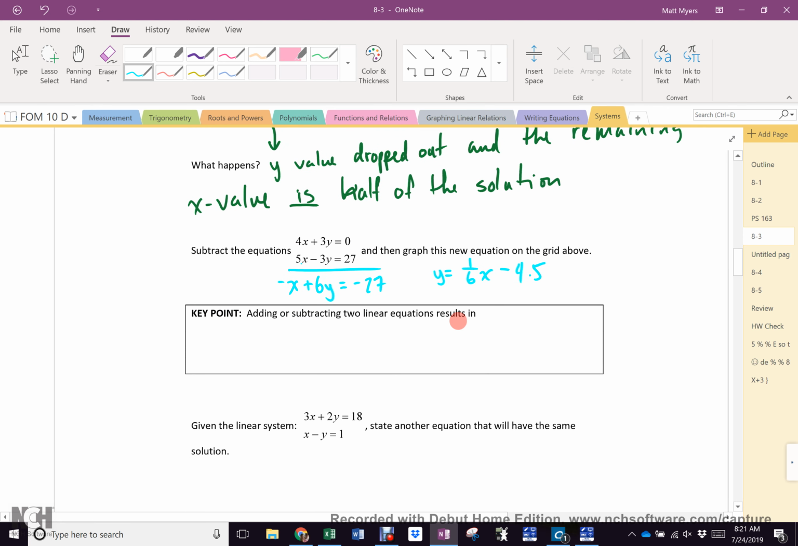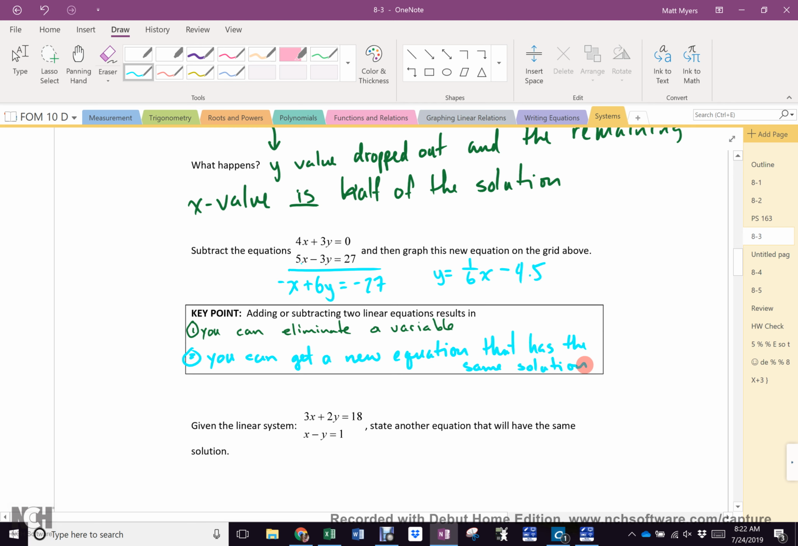So, adding or subtracting two linear equations results in one of two things. One, you can eliminate a variable, or two, you can get a new equation that again has the same solution.